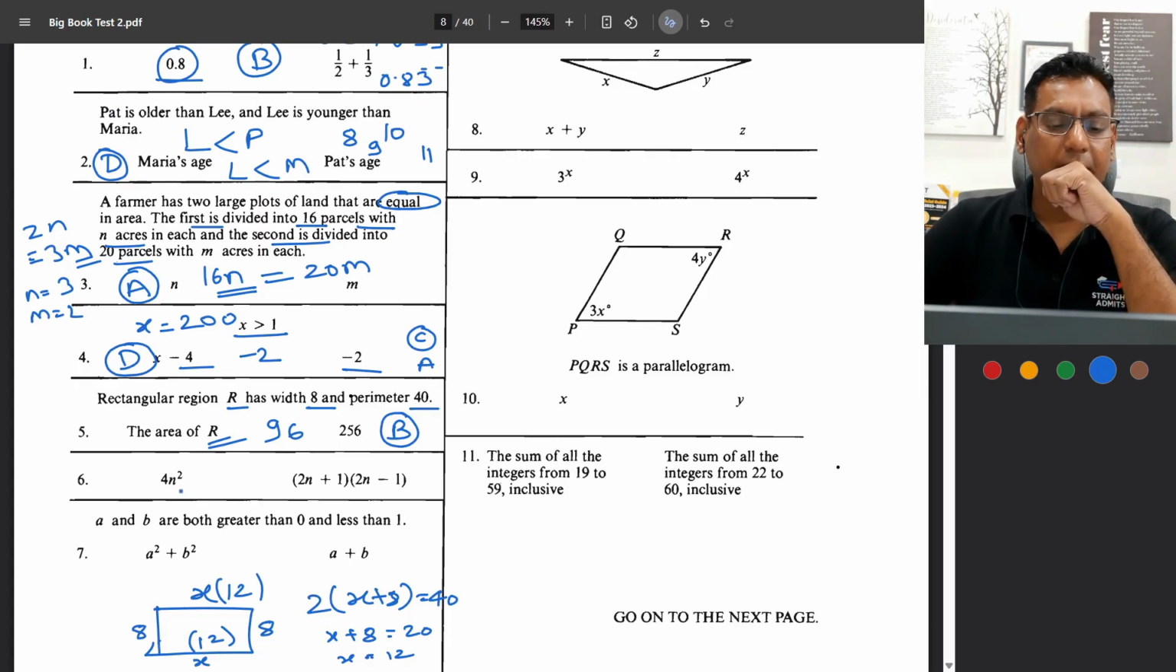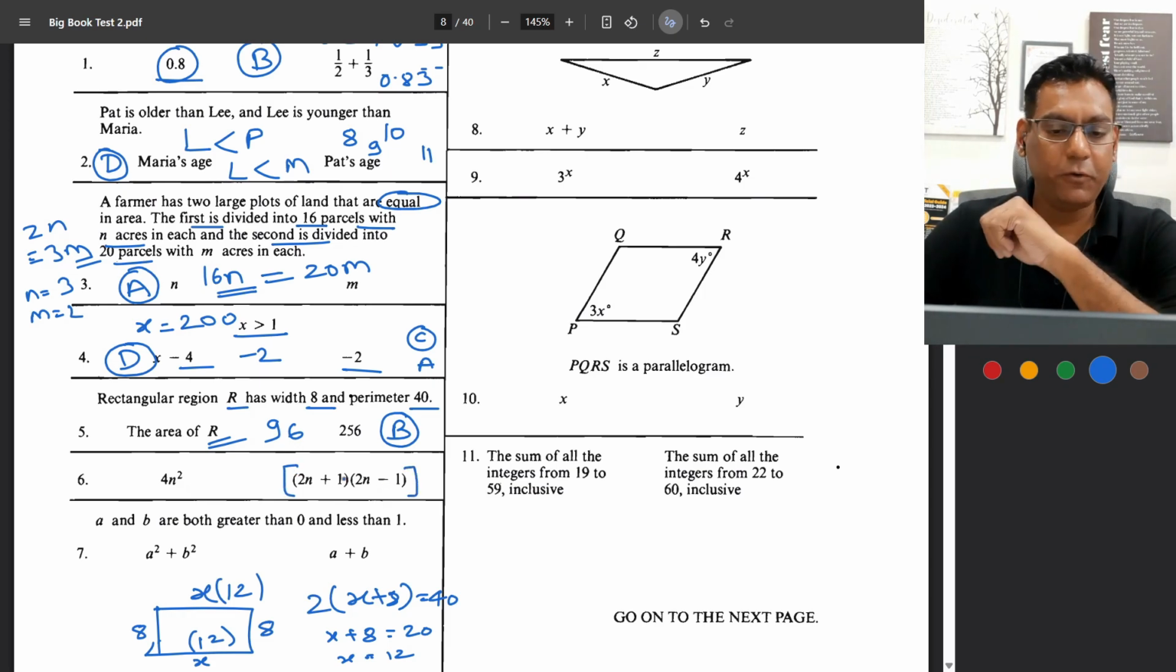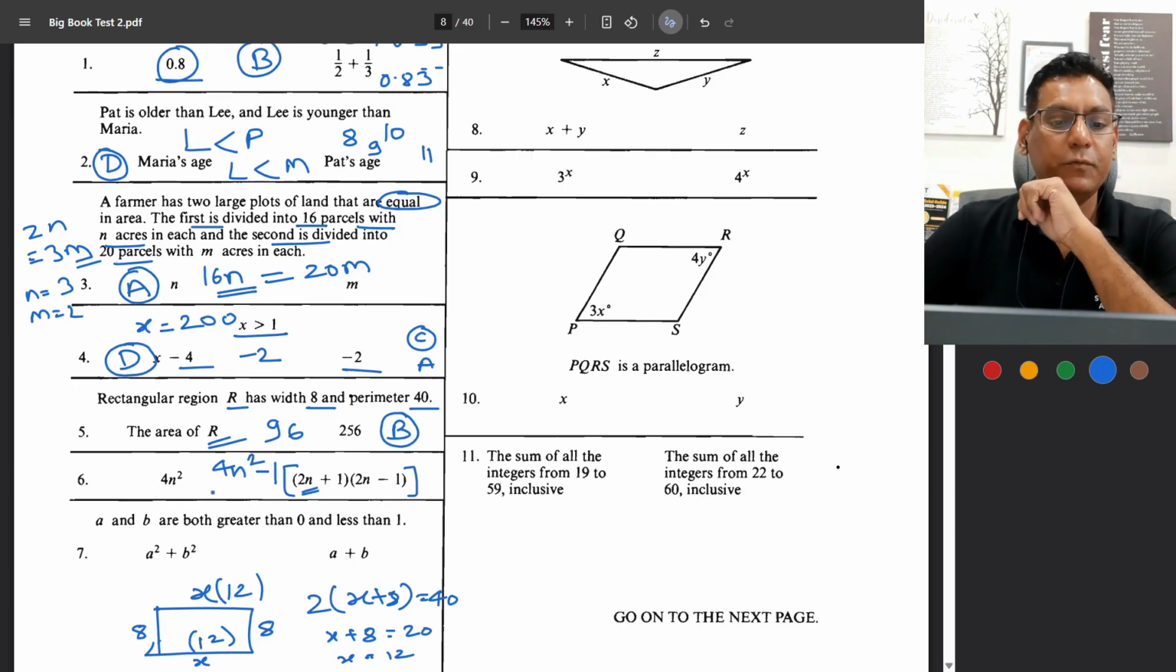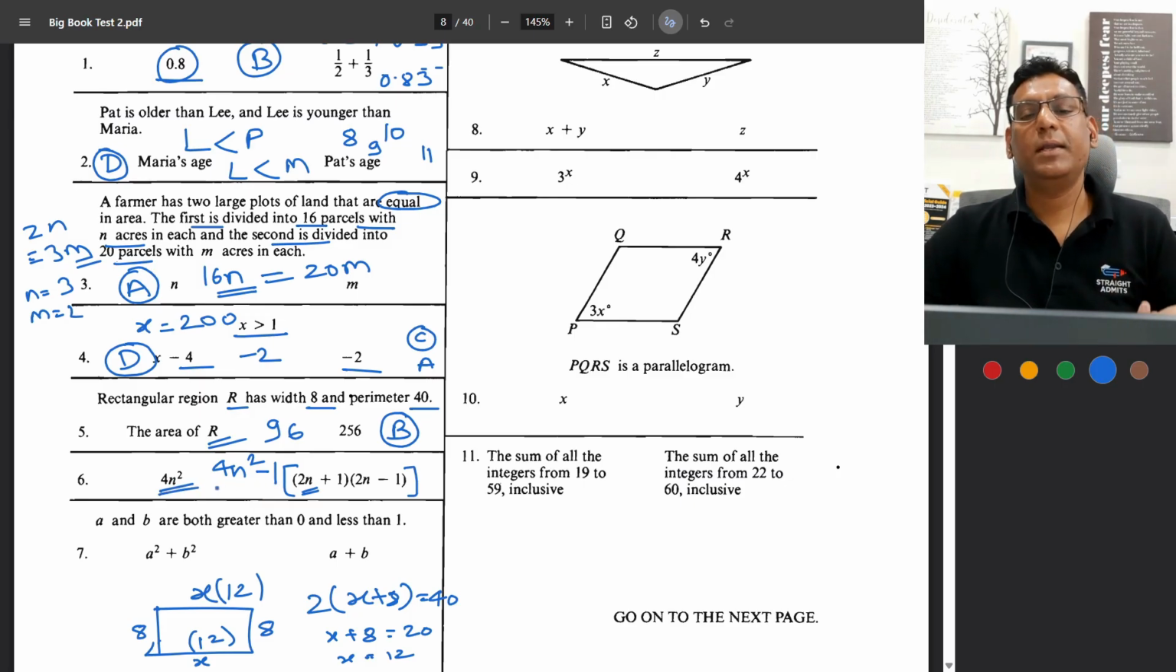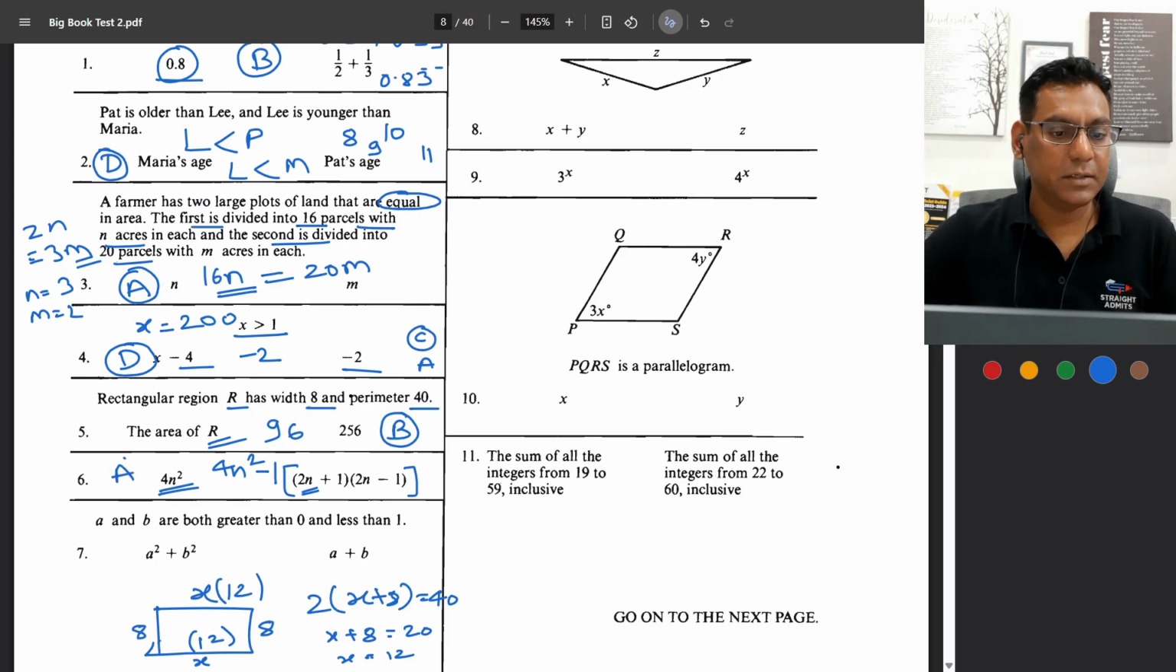Okay, 4n square, and 2n plus 1 into 2n minus 1. This is a plus b, a minus b form. So if you multiply, you're going to get a square minus b square. A square here is going to be 4n square, correct? 4n square minus b square. b square is going to be 1 square, so 4n square minus 1. So you're going to get 4n square minus 1 in column B and 4n square in column A. Obviously 4n square is the bigger number. So here the answer is A.